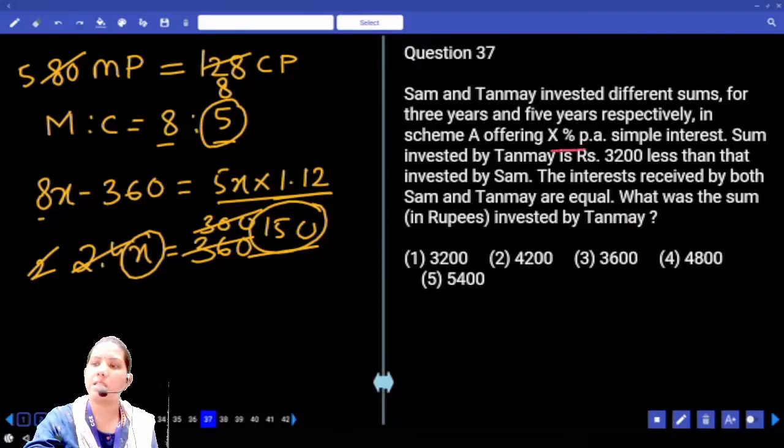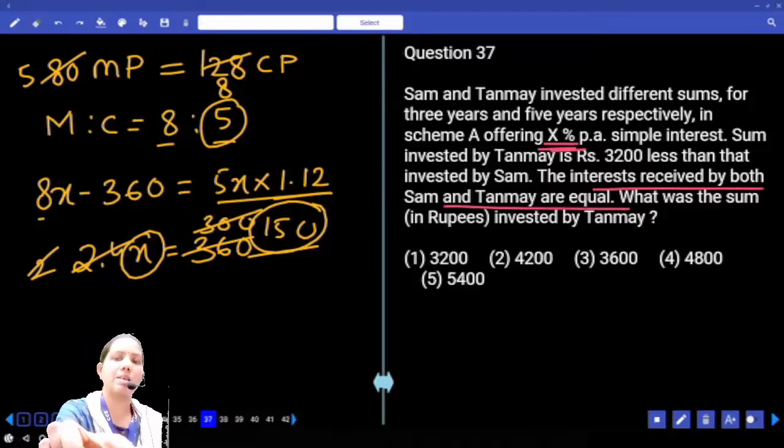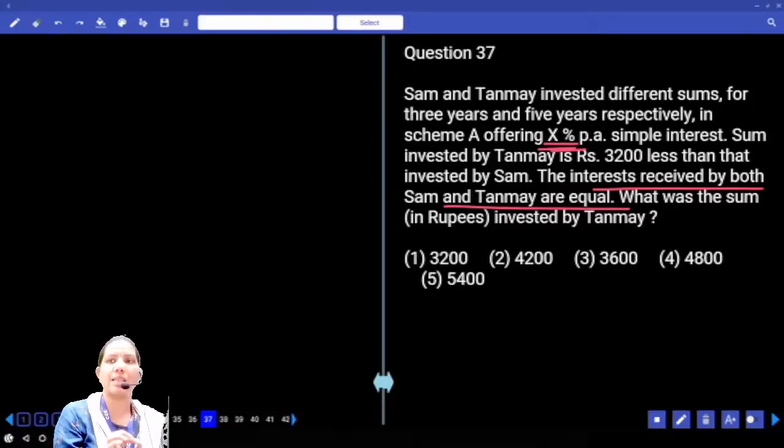So rate of interest is same. Finally, interest received by both of them, Sam and Tanmay, are equal. So my assumption, Sam principal is S and Tanmay principal is T. Why? Because the principals are same or different? Sam and Tanmay invested different sums, right? So different investments, different principal. My assumption, Sam principal is S and Tanmay principal is T.